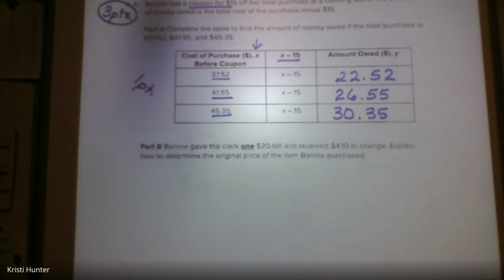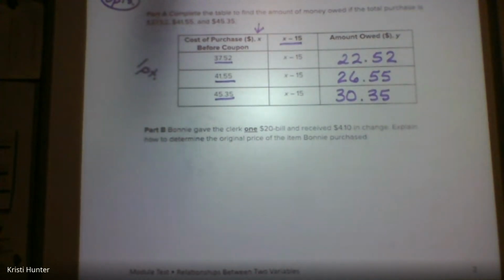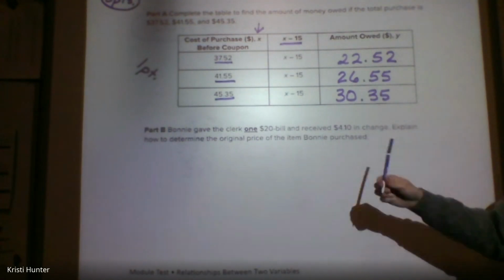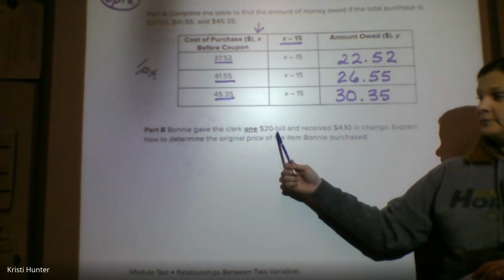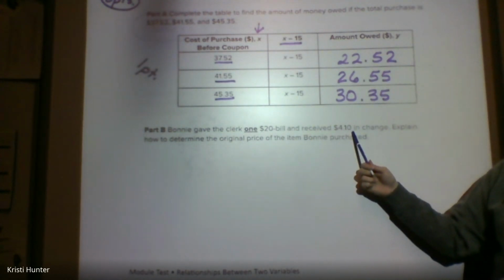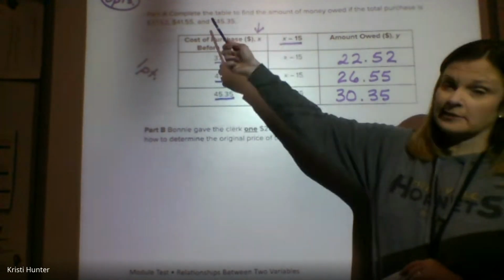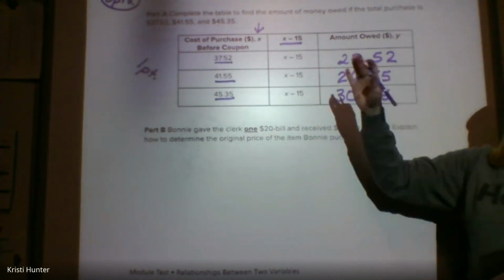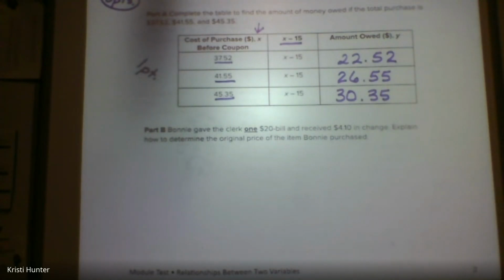Now, part B down there is Bonnie gave the clerk one $20 bill. She got $4.10 back in change. So here's what we've got to think about. She goes to pay her bill. It's 20 with a $20 bill. She gets $4.10 back in change. We're trying to figure out what was the original price that she was trying to purchase.